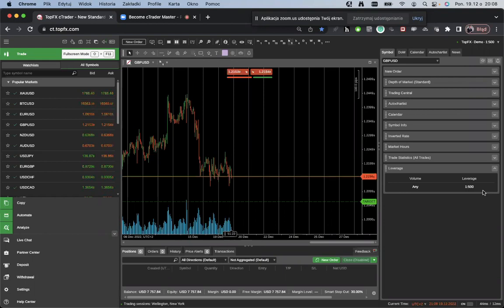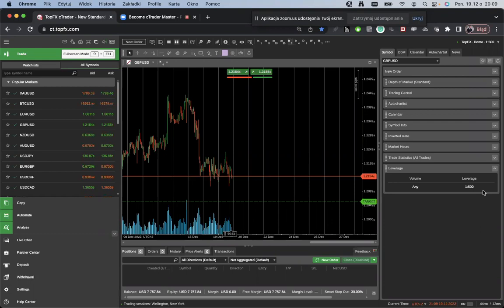The broker, and TopFX as well, may offer much lower leverage for highly volatile pairs or forex pairs, or stocks, or natural resources, precious metals, and for example, sometimes even for cryptocurrencies. And this leverage might be between 1 to 10, 1 to 50 or 1 to 30. In such cases, the account leverage is treated as the upper limit.